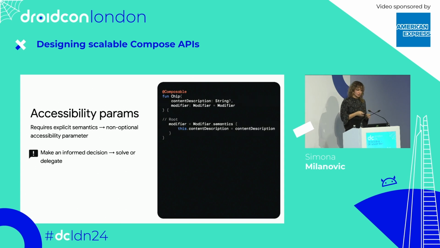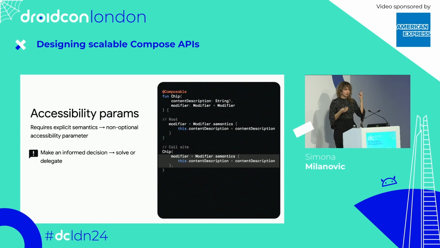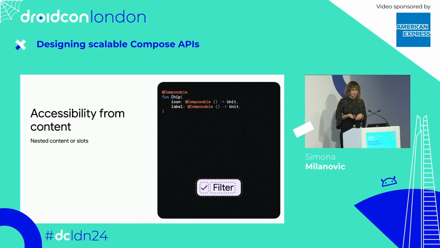However, when designing components, it's important to make an informed decision about what to build into the implementation versus what to ask the user explicitly, because you need to keep in mind that your users can provide their own modifier semantics and try to override your default setup. And this is why you need to think about where you might need explicit accessibility parameters.